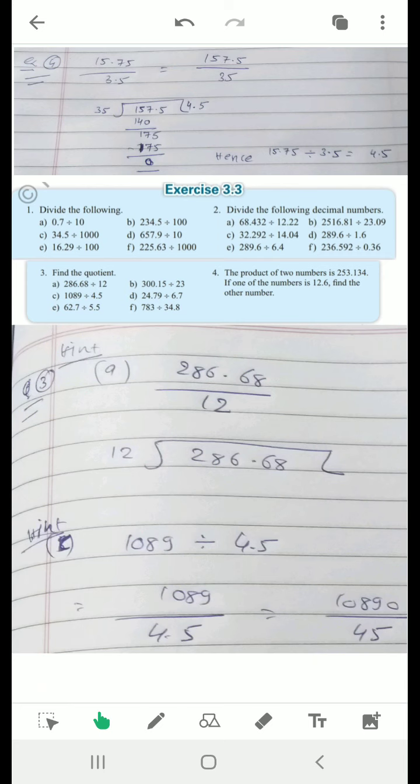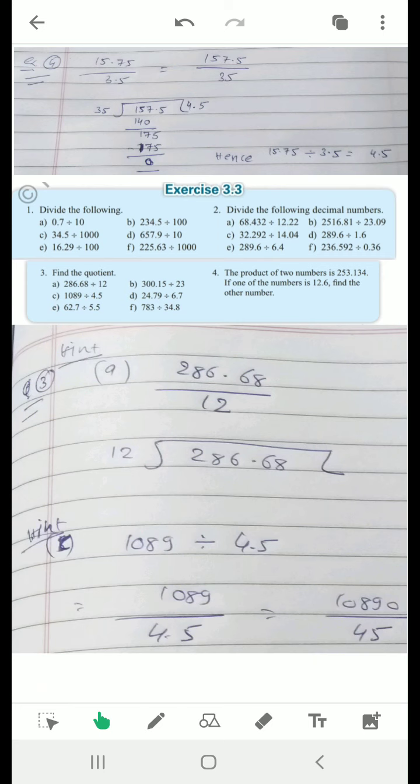And now just try to concentrate on question number 3. Question number 3 is also similar to the second, but there is something different. Third A: we need to divide 286.68 by 12. Now we can see there is no decimal in the denominator, no decimal in the divisor. So we don't need to count the decimal places. We will directly divide 286.68 by 12 and we will get our answer. That is the hint for the solution I have given, try to solve. If you have a doubt, you can ask again.